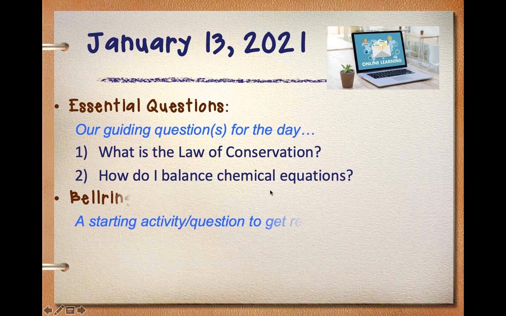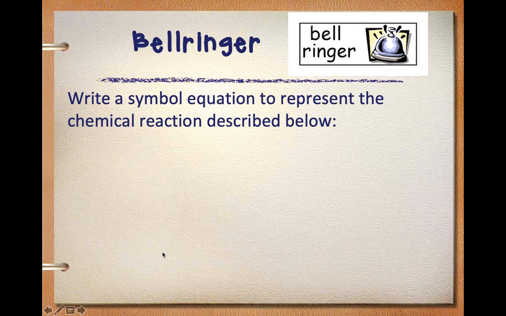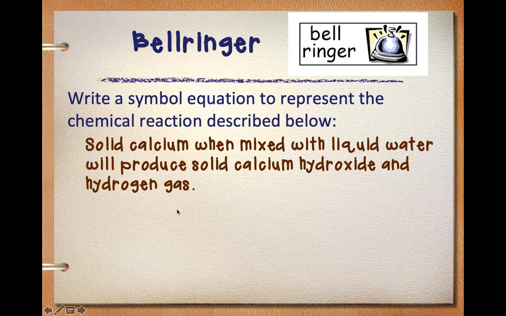Before we get into that, though, I want to do a quick review from writing chemical equations that we learned about the other day. I'm going to give you a chemical reaction described, and we're going to write the symbols for it. So, let's practice this. Imagine this reaction happens: solid calcium, when mixed with liquid water, will produce solid calcium hydroxide and hydrogen gas.